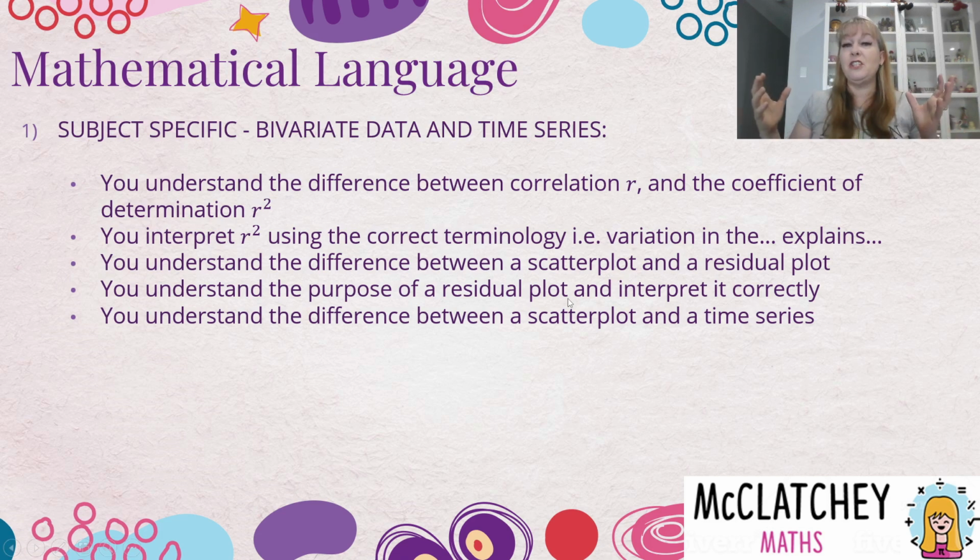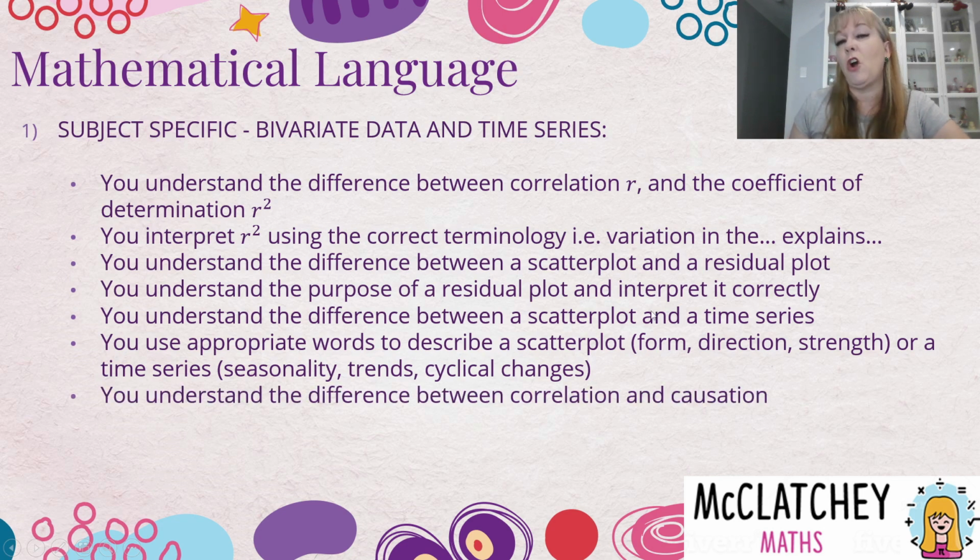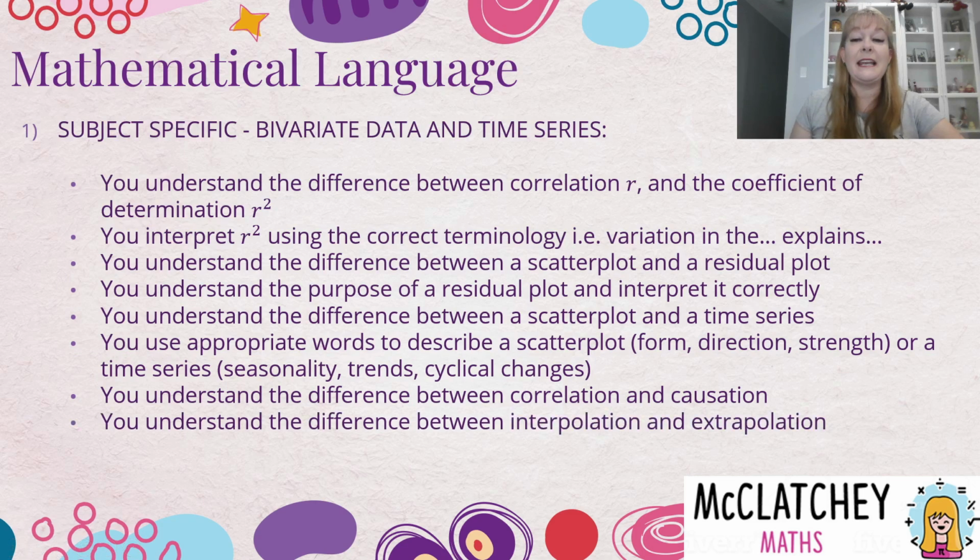If you're doing time series, you understand the difference between a scatter plot and a time series. If you are doing a time series, you're describing it using appropriate language like seasonality, trends, and cyclical changes, versus a scatter plot where you're talking about form, direction, and strength. I often do see students get that mixed up. So you know the difference. That's mathematical language. You know the difference between correlation and causation, and you discuss those appropriately. And lastly, you know the difference between interpolation and extrapolation, and you're differentiating between those appropriately with your language.